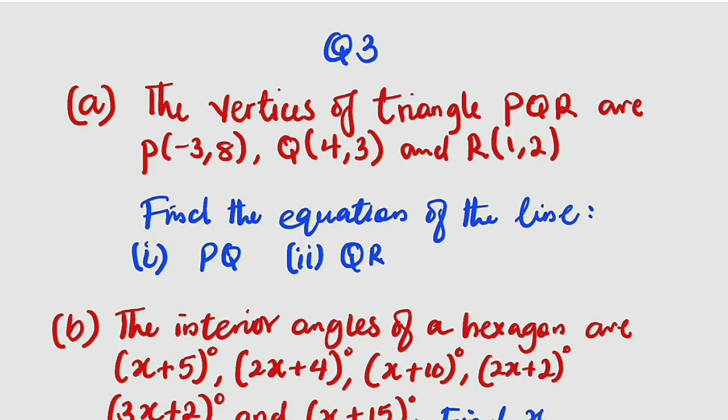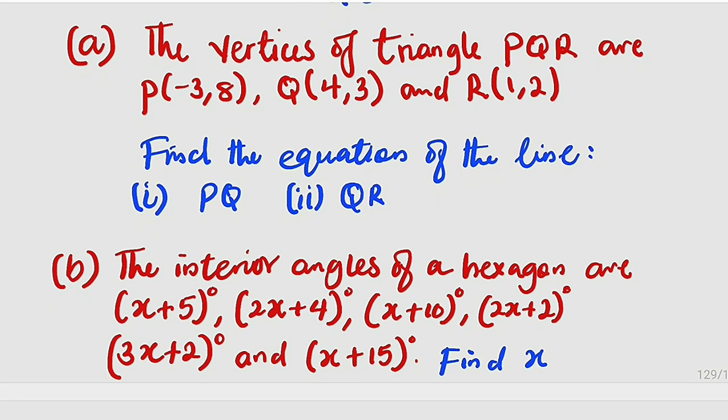And the A part of question number 3 reads, the vertices of a triangle PQR are, you can see them right here, with their respective coordinates. We're asked to find the equation of the line PQ and the equation of the line QR. Then the B part of question number 3 reads, the interior angles of a hexagon are x plus 5 degrees, 2x plus 4 degrees, x plus 10 degrees, 2x plus 2 degrees, 3x plus 2 degrees, and x plus 15 degrees. And we are asked to find the value of x. All right, let's get started.